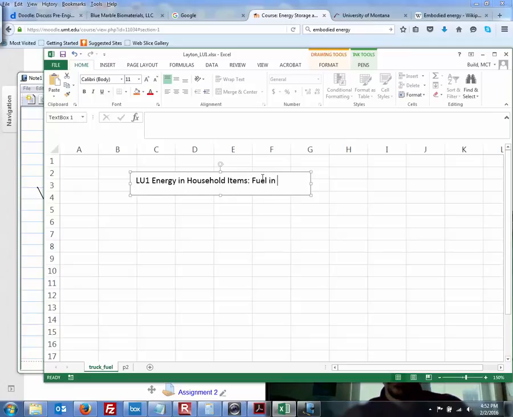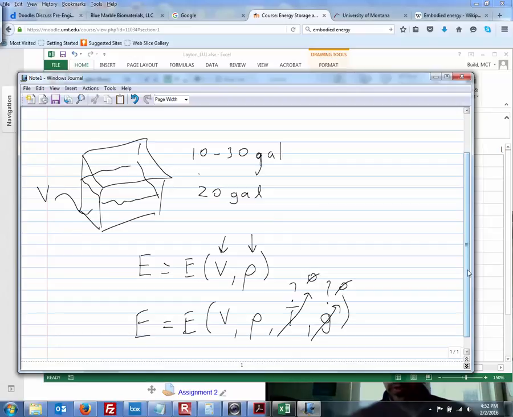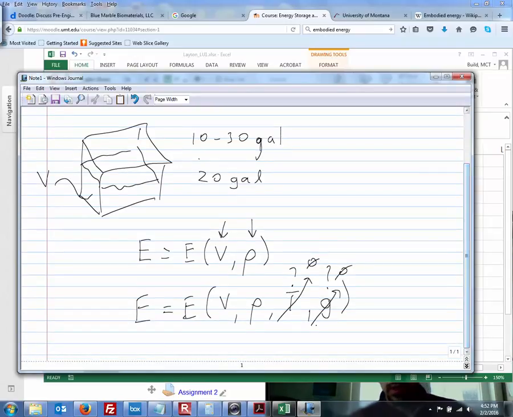Fuel in gasoline tank or diesel tank, whichever one you're doing. Assume energy is only a function of volume and energy density. There you go. So you put your thought process out on the page. Okay, so I'm still on the pencil and paper. We've determined that it's just the volume and the energy density that's going to matter.